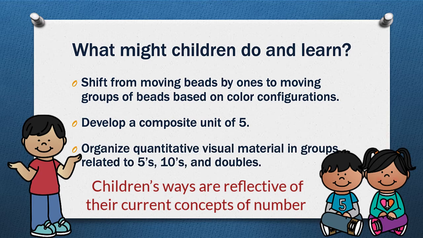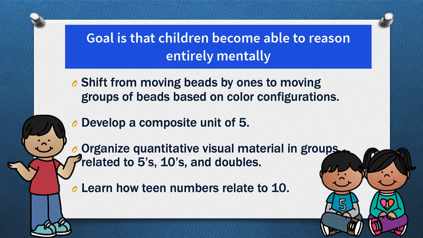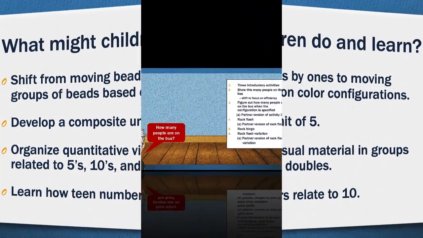And some will learn how the teen numbers relate to 10, though many children will not develop that relationship until further in this sequence. At this stage, most children rely heavily on being able to use the rack and the support it provides because of the arrangement of the beads. But a further goal of the sequence is that children eventually become able to reason entirely mentally, that is, in the absence of the rack as a support. One step along the way is that they develop mental imagery for numbers to 20, imagery that is 5 referenced, 10 referenced, and doubles referenced. The next instructional activities in the sequence are designed for that purpose.